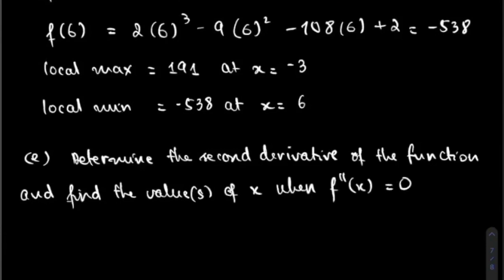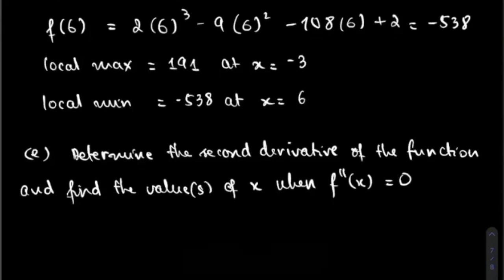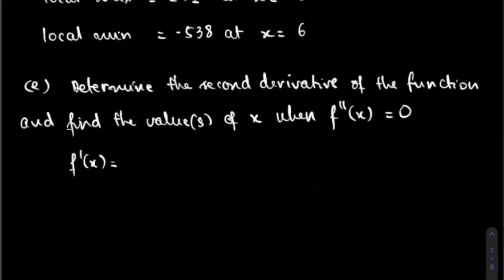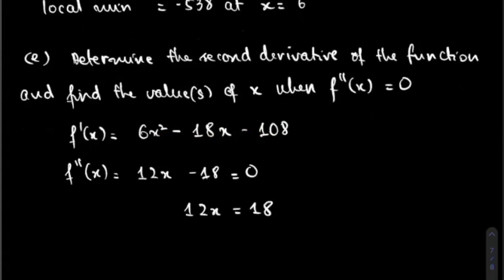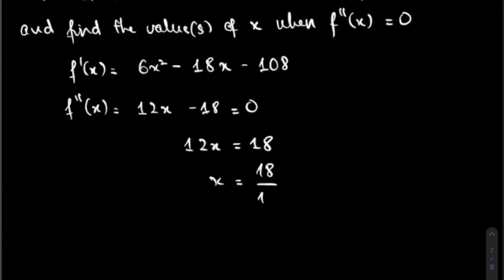f double prime means that this is the second derivative. The first derivative we got is 6x squared minus 18x minus 108. And take the second derivative. That means you take the derivative of this expression right here. So the second derivative is 12x minus 18. That's the second derivative. To solve for x when f double prime equals 0, set this equal to 0 and solve for x. So 12x equals 18, or x is equal to 18 divided by 12, which is equal to 3/2.